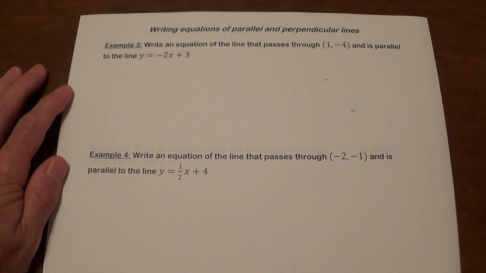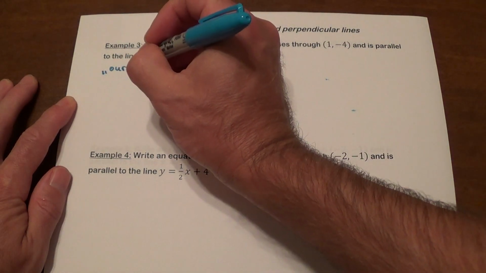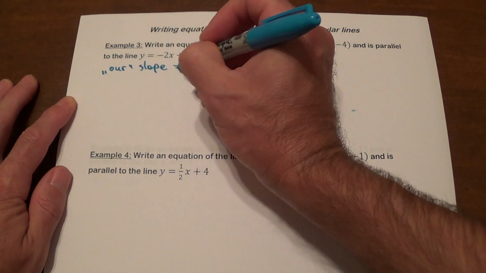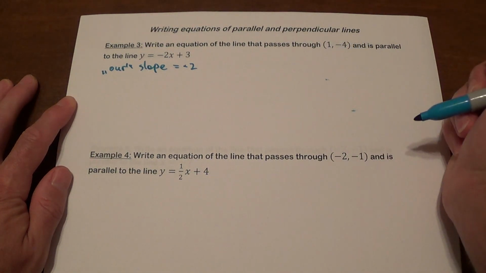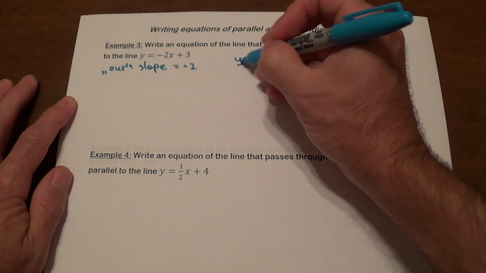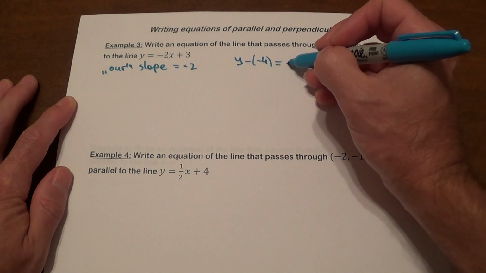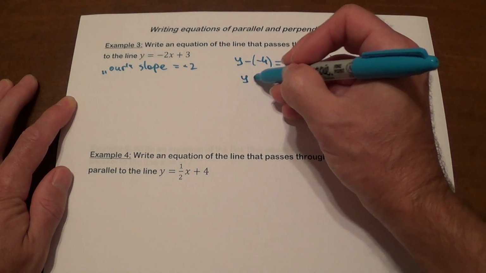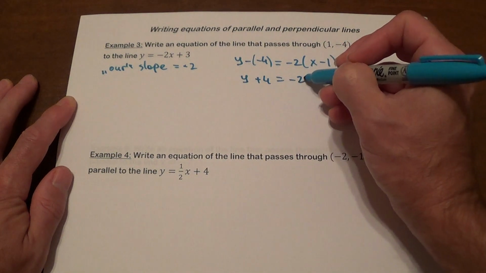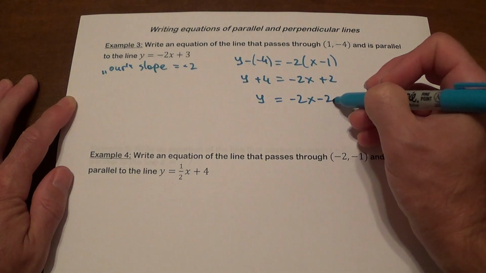Write an equation of a line that passes through a given point and is parallel to the line y equals negative 2x plus 3. If it's parallel, our slope is going to be the same, which is negative 2, and there's a point, so point-slope form: y minus y1, y plus 4 equals negative 2 times x minus x1, so y plus 4 equals negative 2x plus 2, y equals negative 2x minus 2.